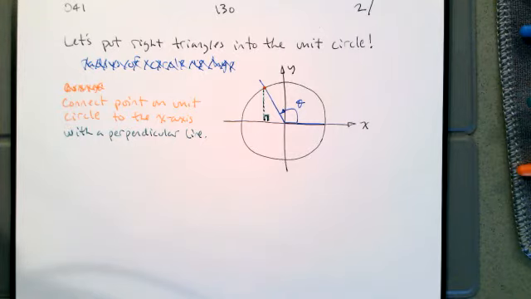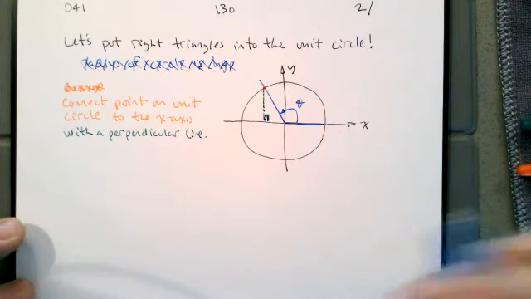So that point is still related to theta because theta determines where that point is on the unit circle. But theta is not going to fit into a right triangle. So what we do is we just drop a line perpendicular to the x-axis from the point on the unit circle. Now I can say that the radius of the circle is the hypotenuse of this right triangle.